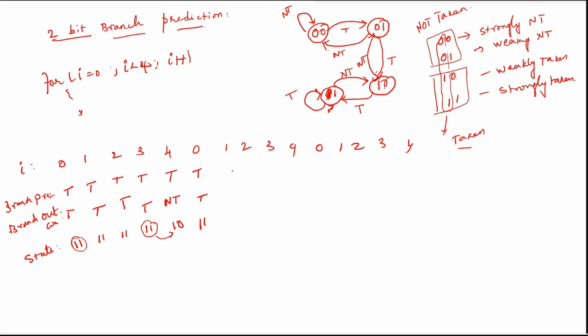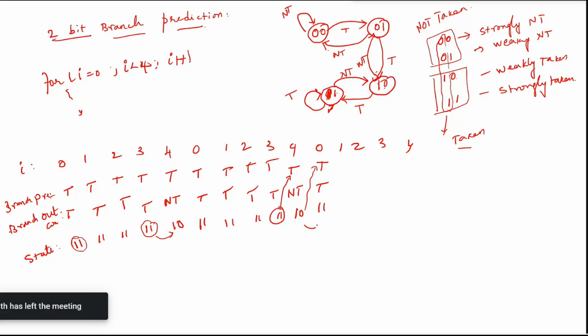Since it is 1, 1, here also the same thing: taken, taken, taken, taken. Till this point it will be in the state 1, 1. When it reaches i=4, since it is 1, 1, it predicts that the branch is taken, but the actual outcome is not taken, so it goes to 1, 0. The next time, since it is 1, 0, it predicts the branch is taken. That is correct, the branch is taken, but now the state transition will happen. So like this it will continue.